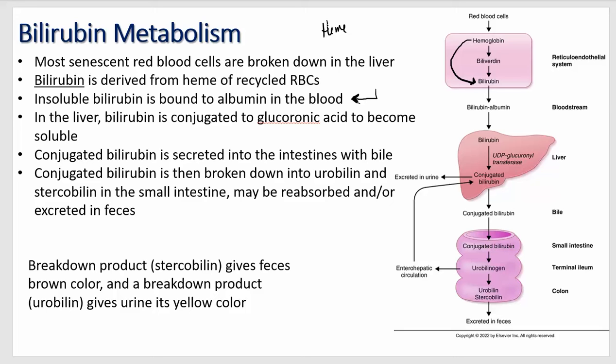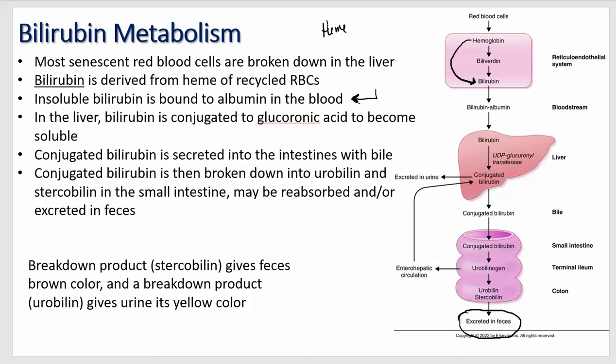Okay. All right. So we see this pathway here, bilirubin. Conjugated bilirubin can be reabsorbed, come back into circulation, and then be excreted in urine, or it's just excreted in feces, which is what we see down here. Okay.